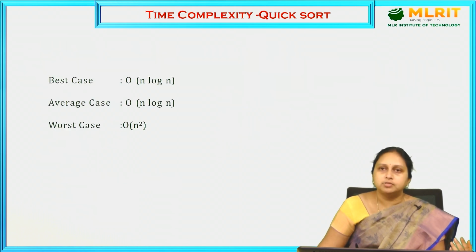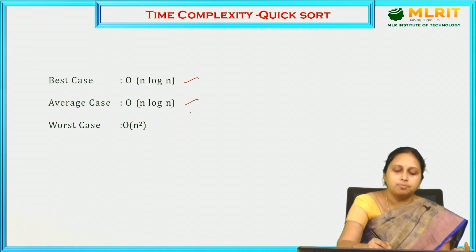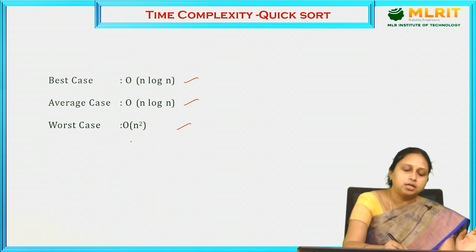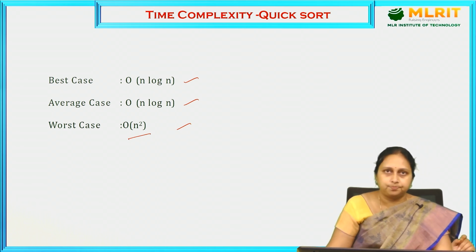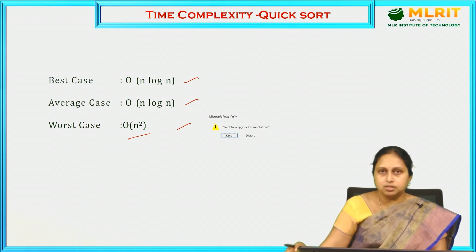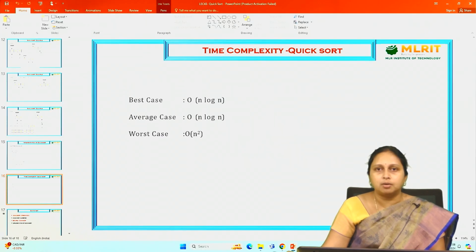And if you look at the time complexity of quick sort, when compared with bubble, selection and insertion sort, it takes less time for best and average cases, and for the worst case it takes big O of n square. Okay. Let us see the implementation part also, so that you can understand how this program is going to work.